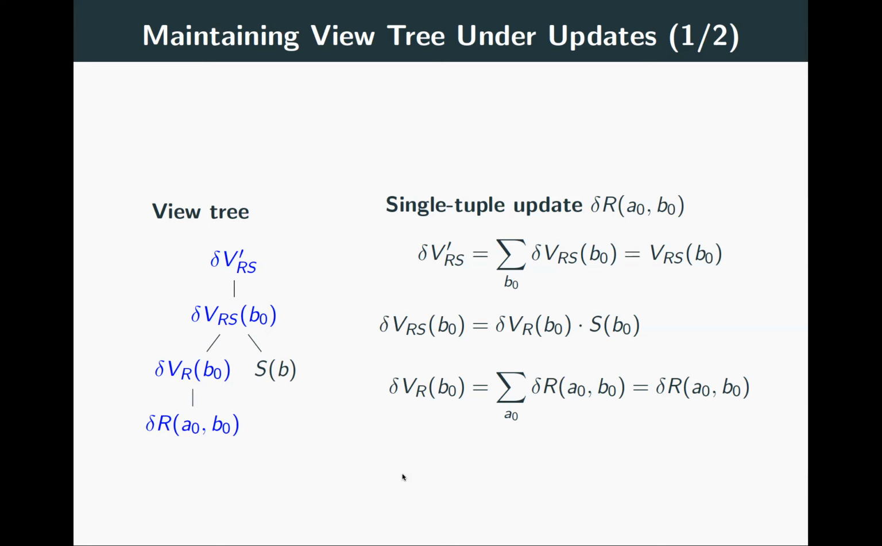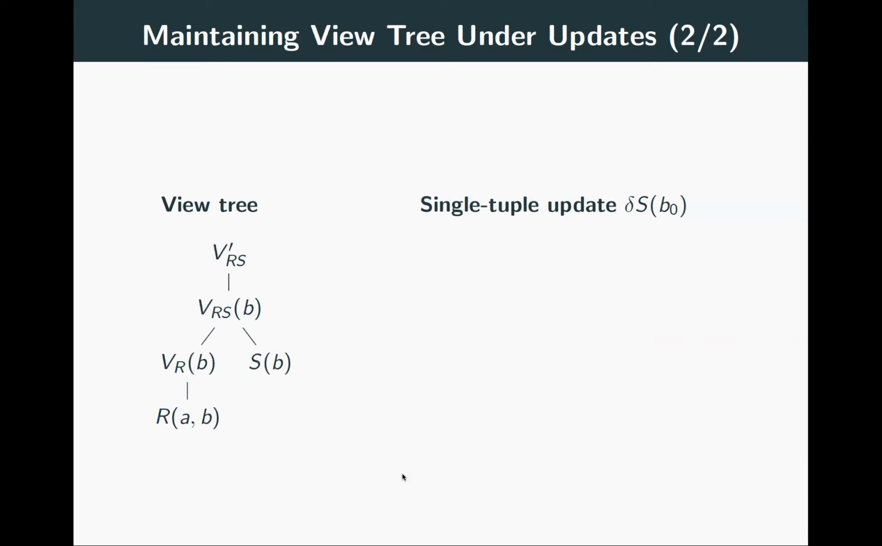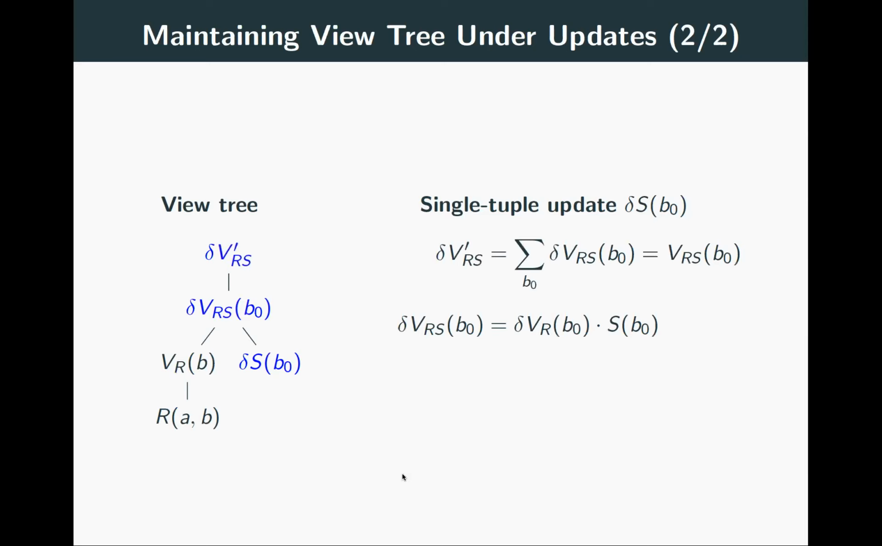Very good. So let's see now updates to S. This takes constant time. Updates to S would be like that. We have delta S B0 here. Now we do the lookup on the other side. It's the same deal. It will be just one lookup and then we propagate up. So this one will also give us an update time of O(1).